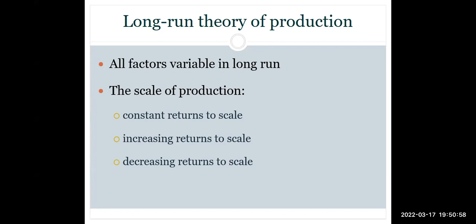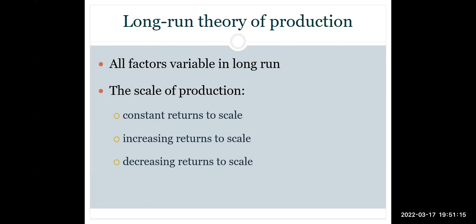If your new output is equal to, like, 200, say for example. Earlier on it was 100, now it is 200. You have doubled your inputs and your output has gone exactly doubled. This is called constant returns to scale.